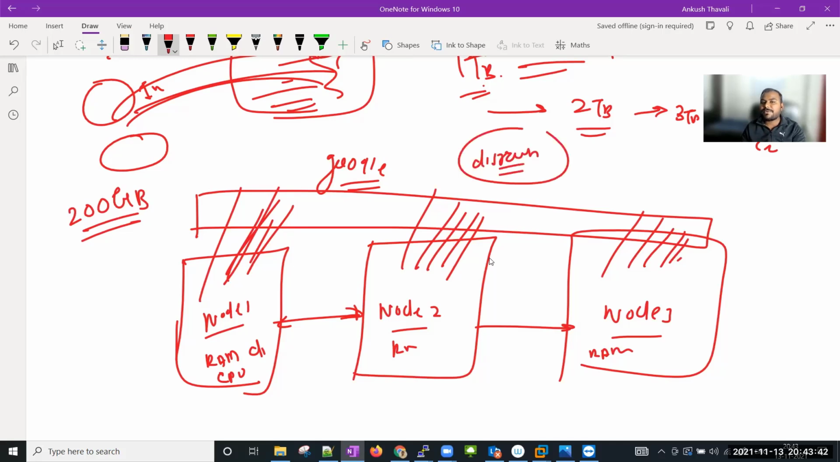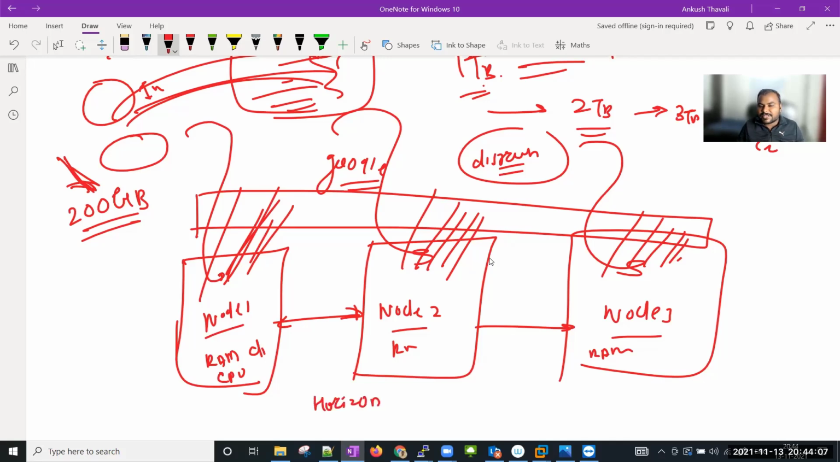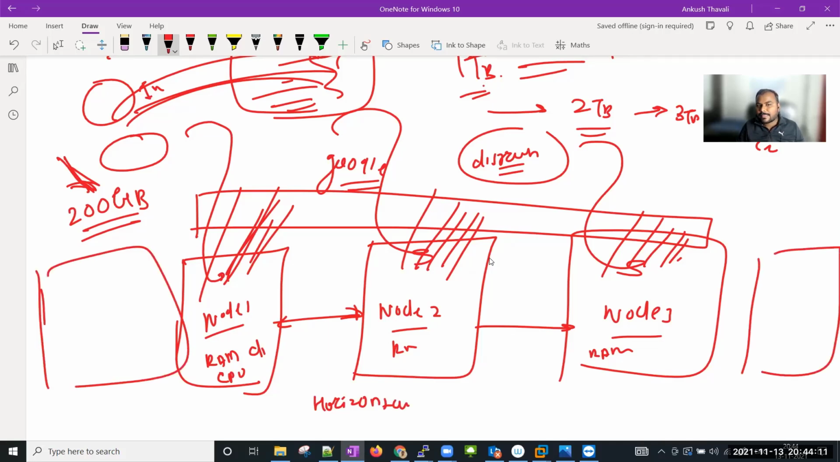So what is the benefit of it? If I ask to process this 200 GB of data, that data will be processed from this node, this node, and this node also. So you are not putting the whole pressure on a single node. You are distributing your data, and this is called horizontal scaling. Horizontal, because you are adding a number of nodes horizontally.